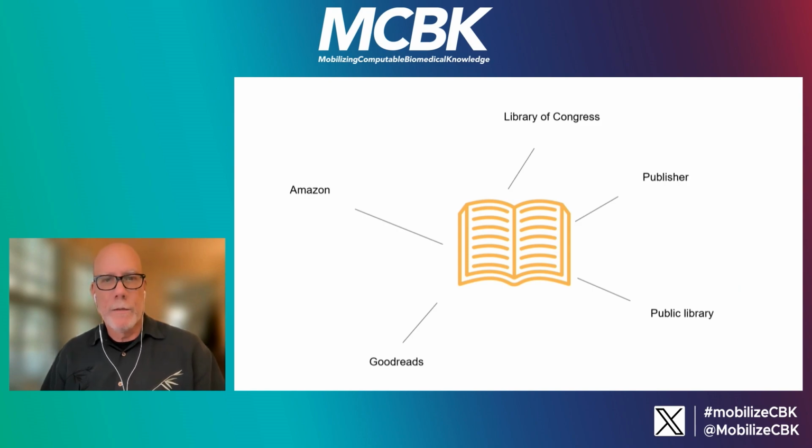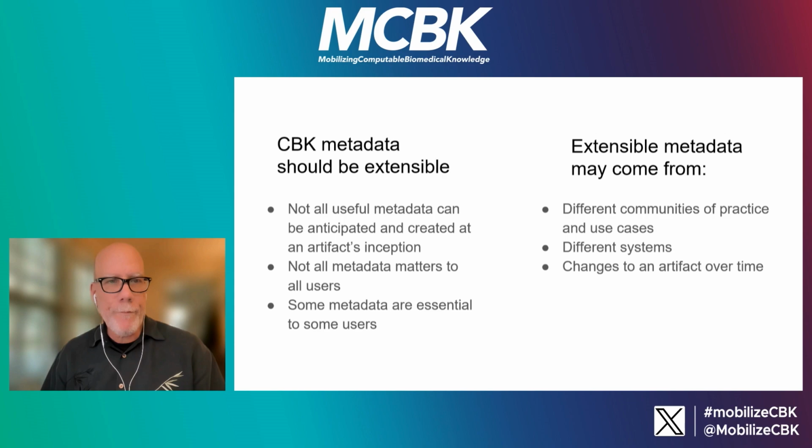If you look at a book on Amazon, you'll see metadata from at least a dozen system sources and communities, and it's usable and useful for each intended audience and for the particular systems used to organize and access it. But the life cycle of a book spans many systems, many audiences, new editions, formats, new audiences, etc. CBK metadata, and any metadata should be extensible because not all useful metadata can be found before it's created or at the moment of the artifact's inception.